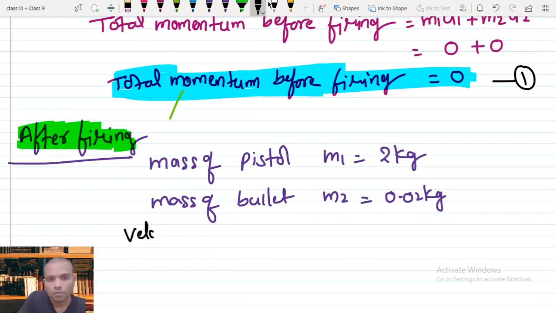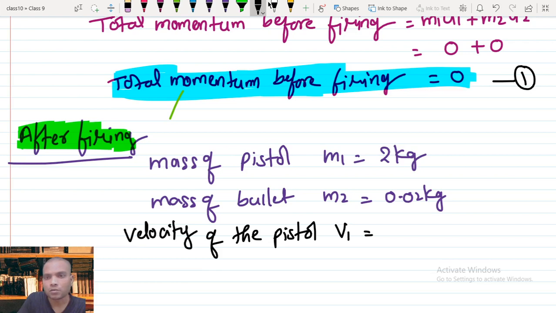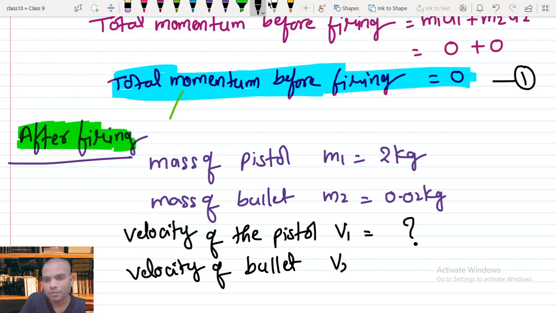Therefore, velocity of the pistol. This one we need to calculate. So let me take that v1 is equal to how much, and velocity of bullet, let me take that v2. That's given as 150 meters per second.